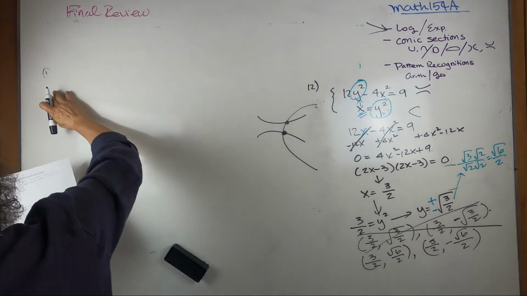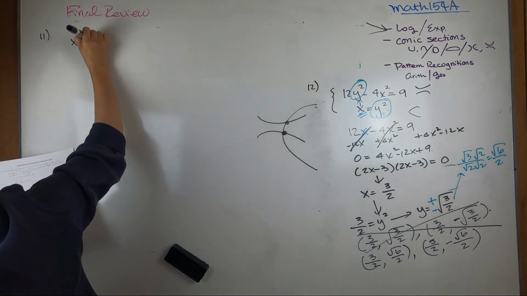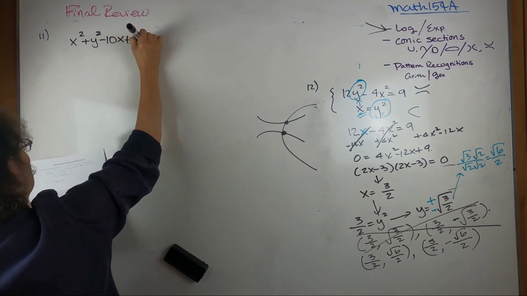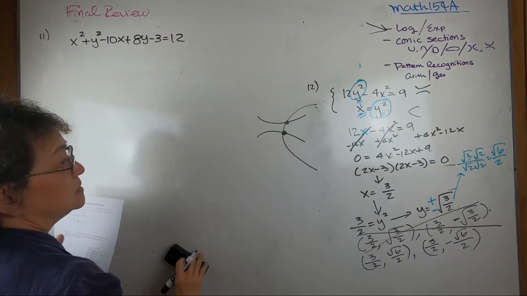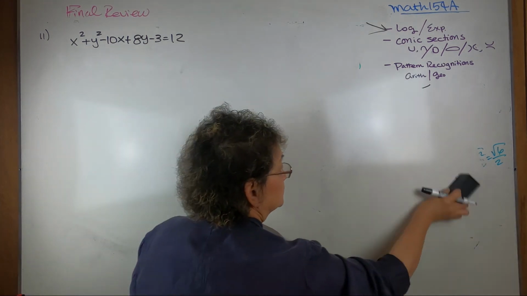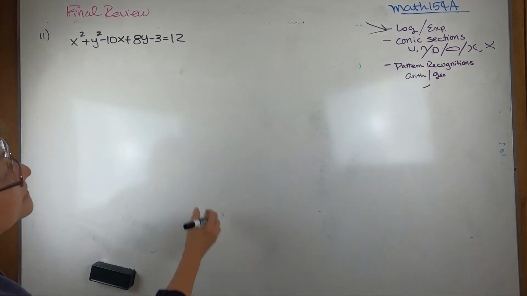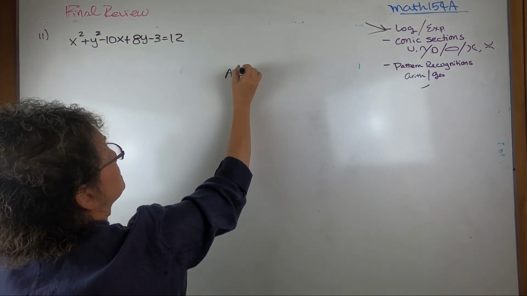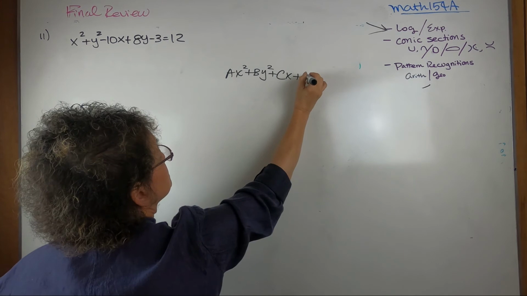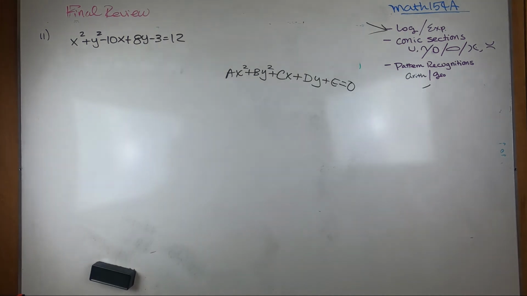Now let's graph some conic sections. So look at your page 5, number 11. Let's see. We have this one, x squared plus y squared minus 10x plus 8y minus 3. Then you have to decide what kind of shape this one is. Remember, we had this ax squared plus by squared plus cx plus dy plus e equals 0, right?